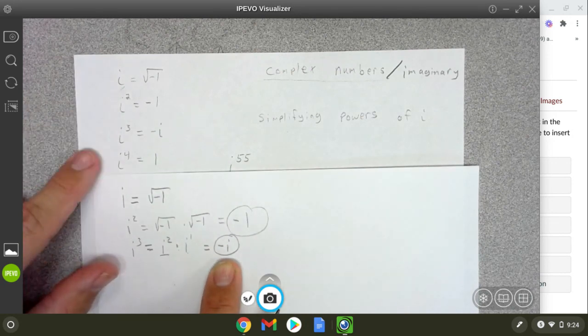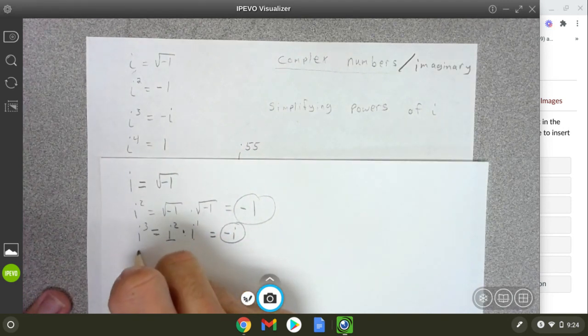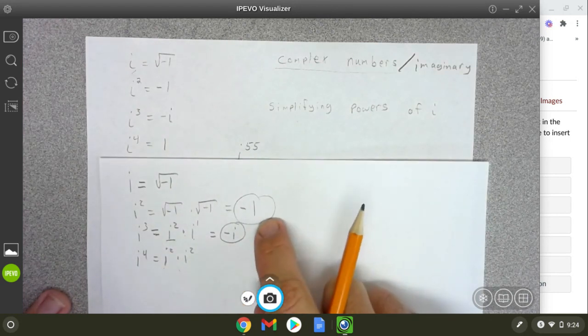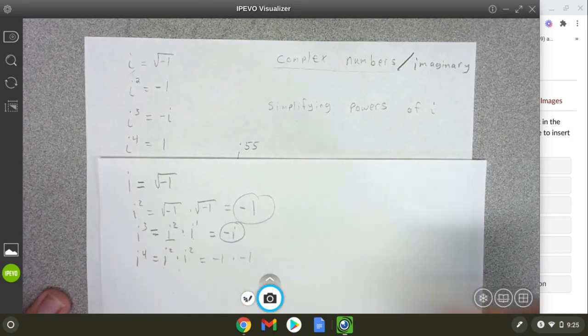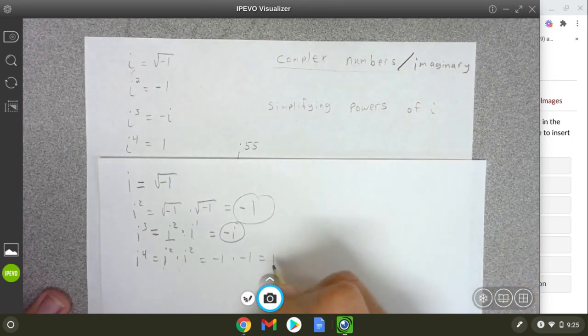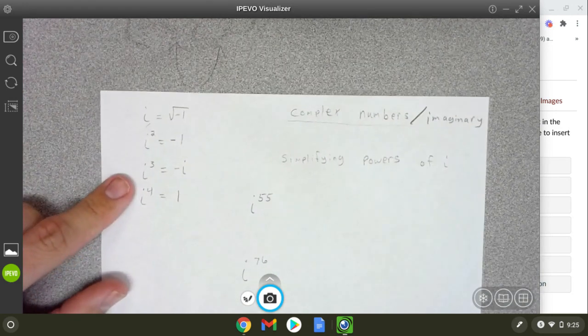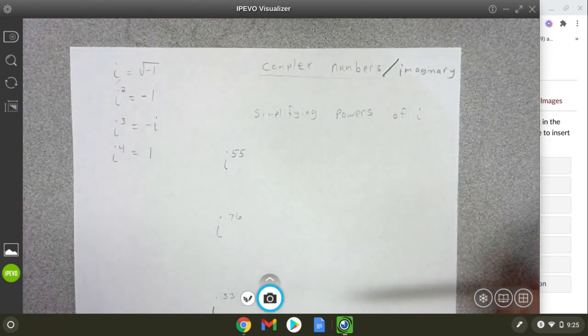And then for i to the fourth, this one's really handy, really important. I'm going to write i to the fourth as i squared times i squared. Well, i squared is equal to -1, so what we really have is -1 times -1. And that's where the 1 comes from. Okay? So write these down. These are going to be really helpful, especially whenever you're simplifying powers of i.